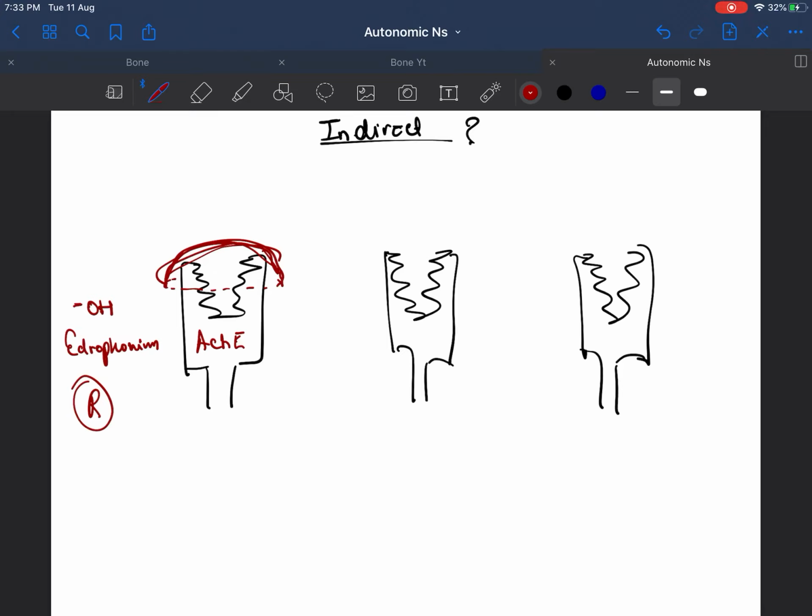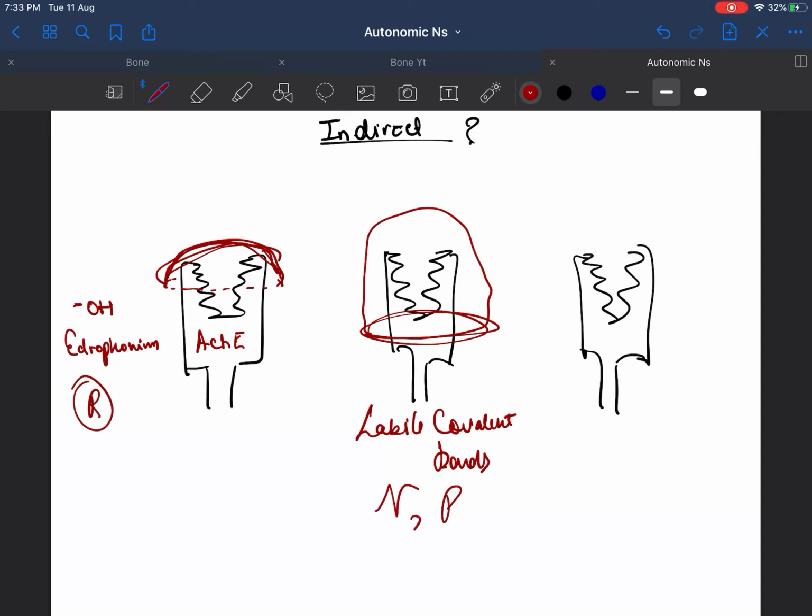Now, some drugs were found to be making labile covalent bonds, like neostigmine, physostigmine, etc. These were very much useful in different conditions for increasing the ACH activity. The drugs which form labile covalent bonds are neostigmine, physostigmine, tacrine, donepezil, rivastigmine, galantamine, etc. These are the reversible inhibitors. Edrophonium is also a reversible inhibitor, very short acting though.